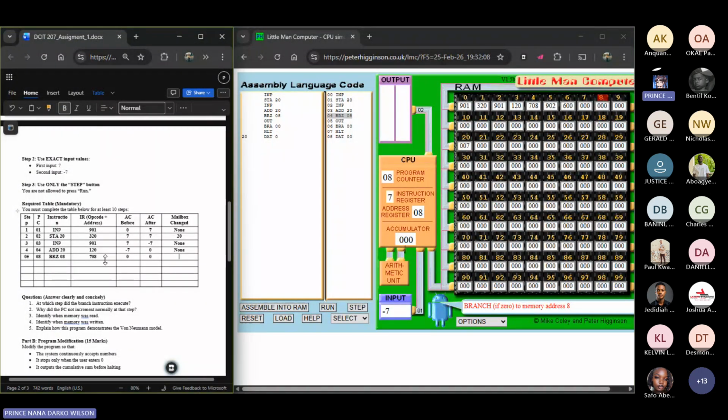Did any of the addresses change? The correct answer is none of them changed. So we enter none. Then we move on to the next one. So we step again. It says for at least 10 steps, so let's keep stepping. Now in the next few steps, you're going to notice something interesting.